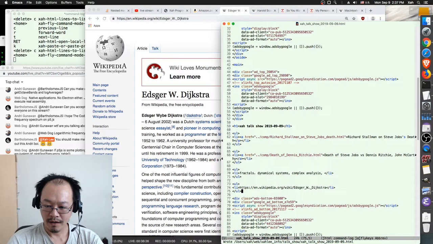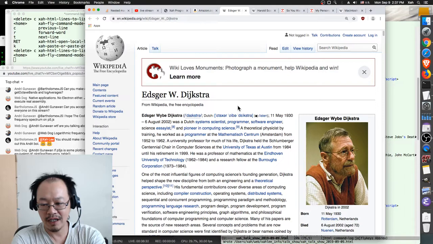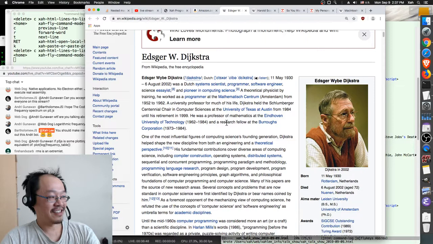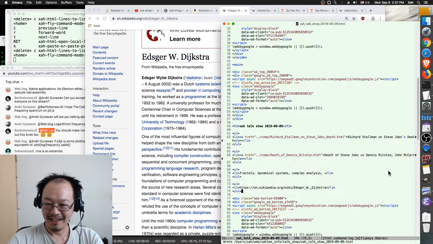And this is Dijkstra. Dijkstra, many of you, especially Lispers, know. He's a computer scientist. He's usually theoretical, and he often talks a lot, like a troll. In today's jargon, you'd just say he's a troll. Okay, this guy.